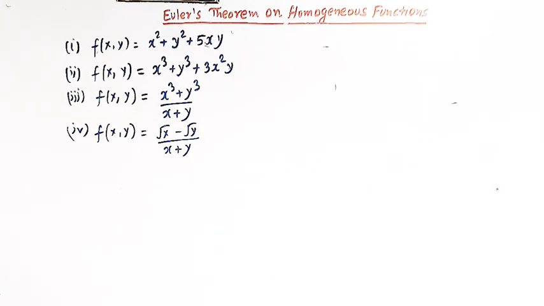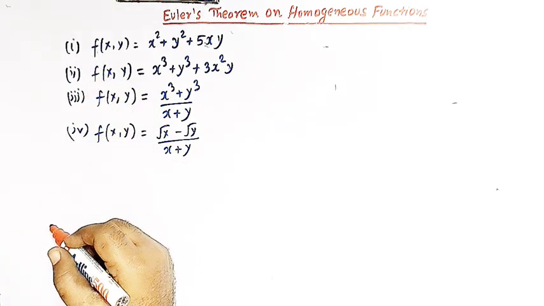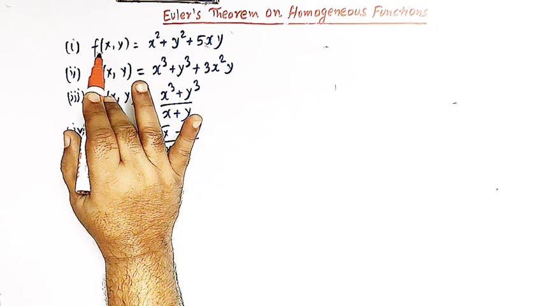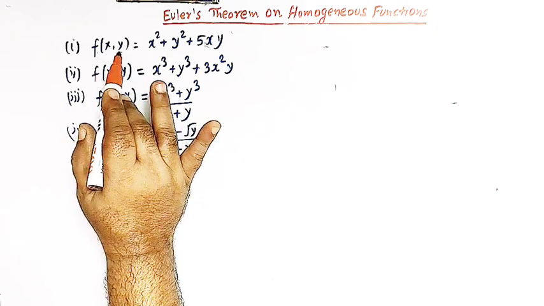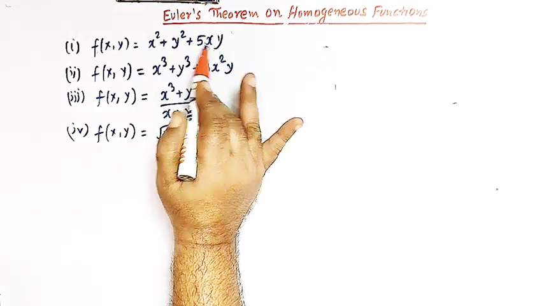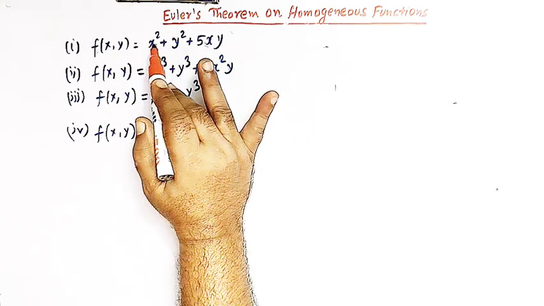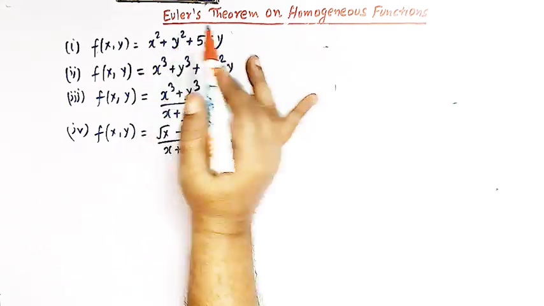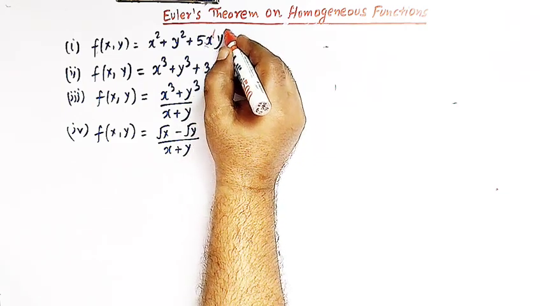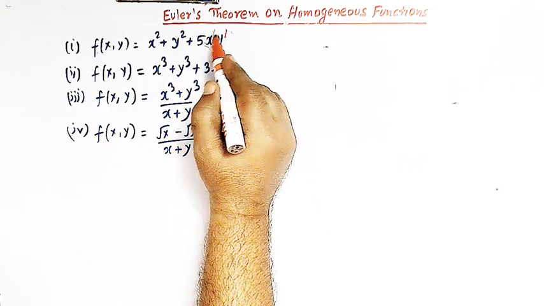So now to understand the concept of homogeneous functions, let us consider these four examples. In the first one, we have the function in two variables, x and y. f of x comma y is equal to x square plus y square plus 5xy. And here we can see that the degree of each term is 2, because here we have x raised to 1 and here also y raised to 1. So the degree is 1 plus 1, 2.